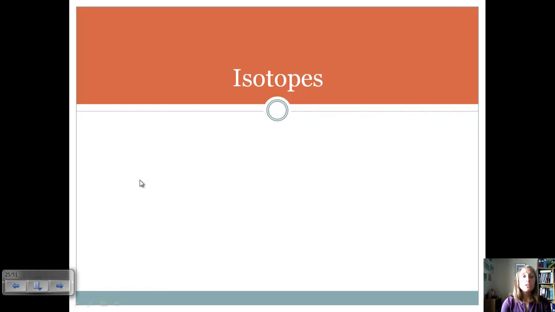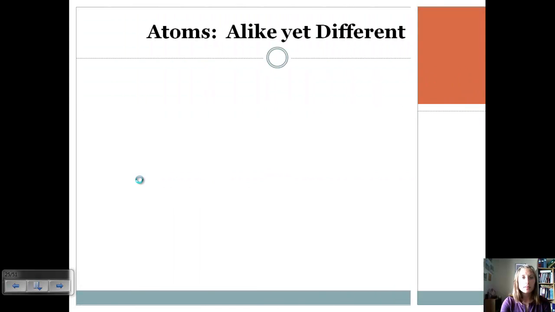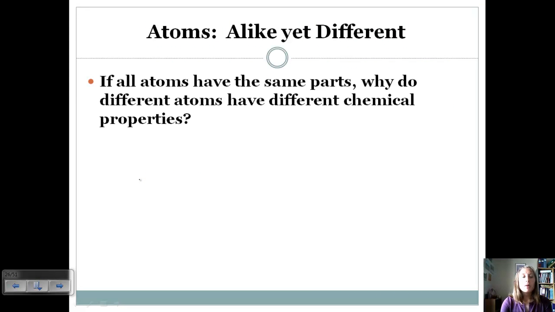So today we're going to continue with our discussion of chemical foundations and talk about isotopes. Okay, well, we just finished talking about the history of the atom and all the different models, and we determined that all atoms contain protons, neutrons, and electrons. So if all atoms have the same parts, then why do we have different atoms with different chemical properties if they all have the same three things?